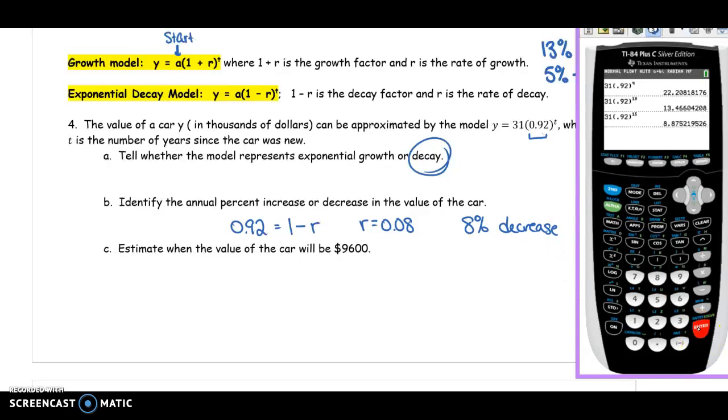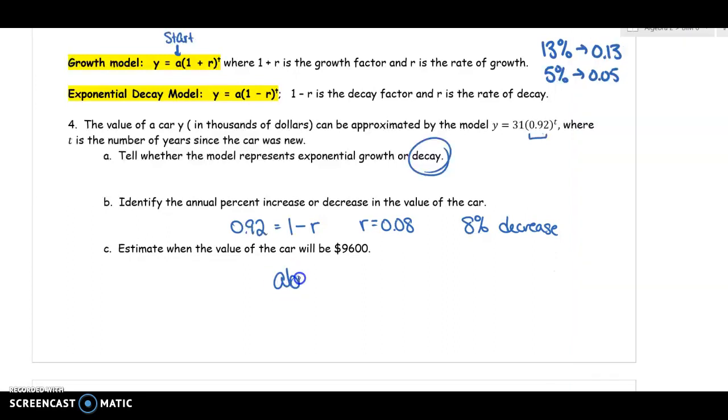This is the tedious part. So 15 years is too much. And then you can kind of zero in until you find, it looks like it's about 14 years. And yes, I know this part is tedious. I get it.